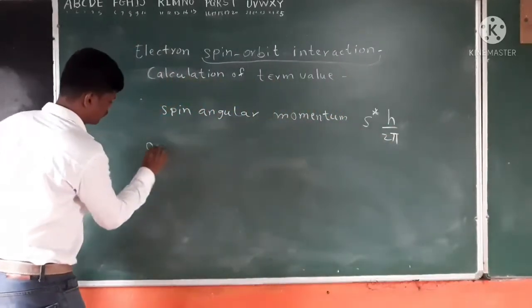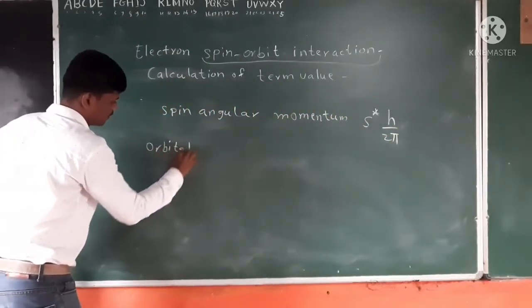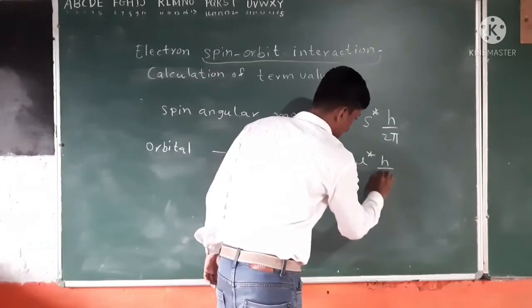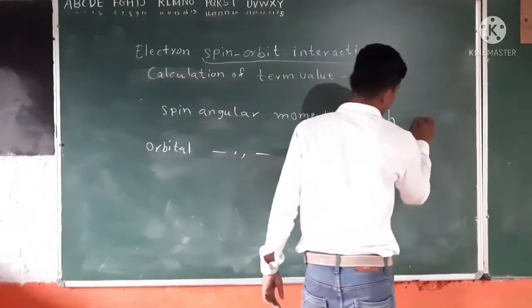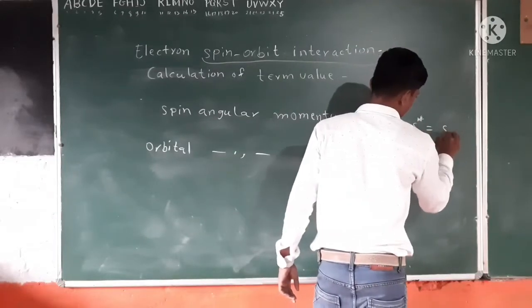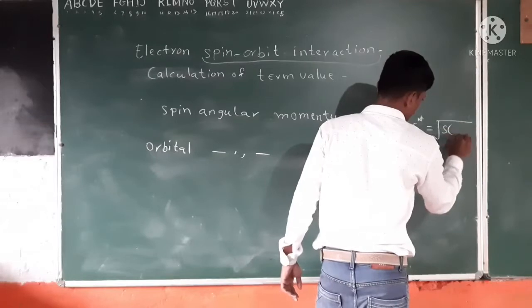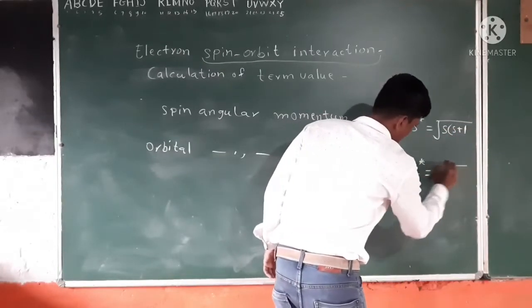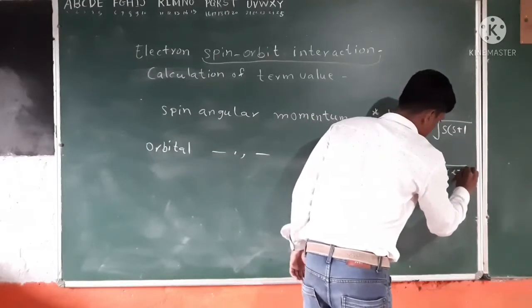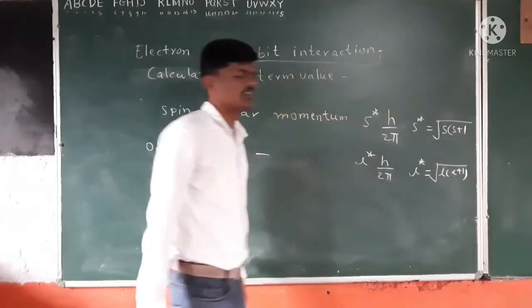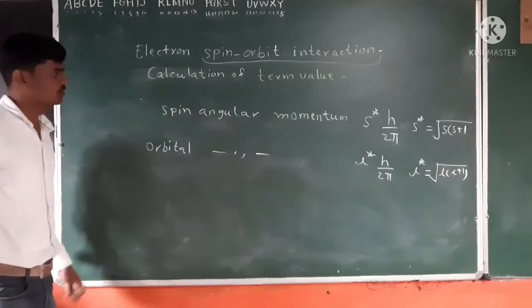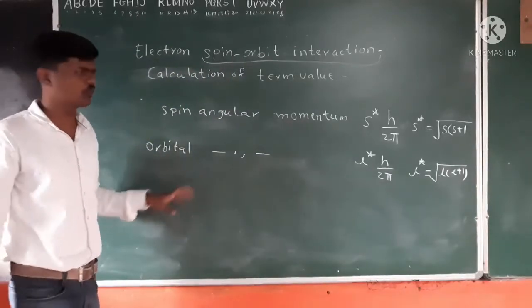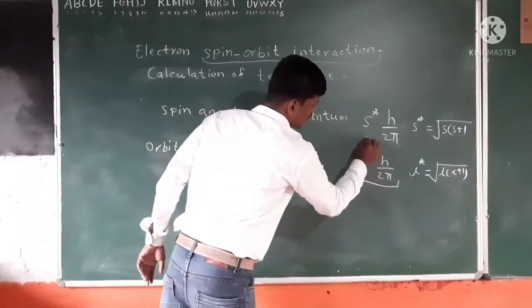Similarly, orbital angular momentum is L star h by 2 pi, where L star has the value square root of L into L plus 1. So these are the values for S star and L star. This is the spin angular momentum for that electron, and this is the orbital angular momentum for that electron.